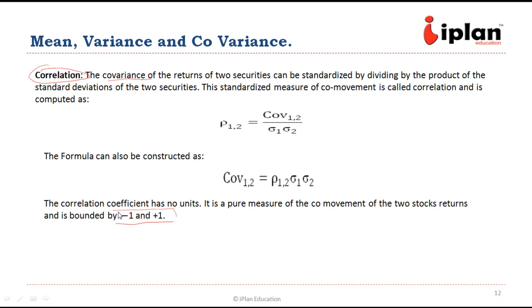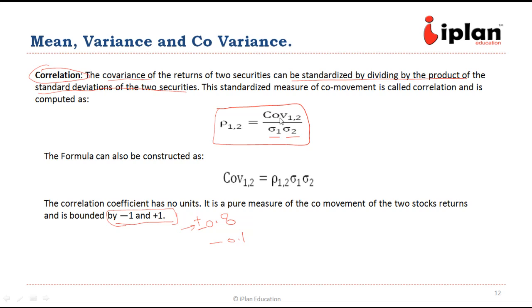For example, if the value is 0.8, we know they are highly correlated, positively if it is positive, or negatively if it is negative. If it is just 0.1, we know it is not highly correlated. Since it is a ratio, it gives us a benchmark of correlation. It is standardized by dividing by the product of the standard deviations of these two securities. So the mathematical formula is covariance divided by the product of the standard deviations of these two variables.